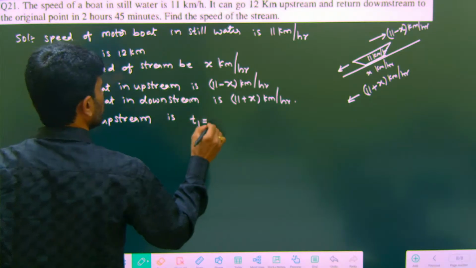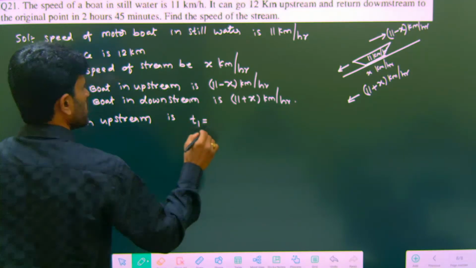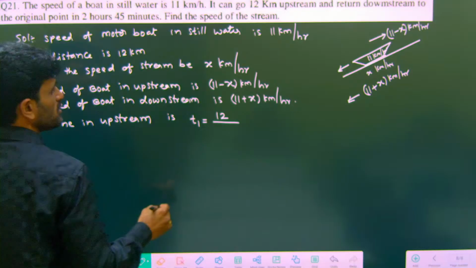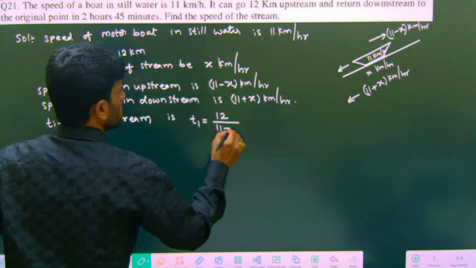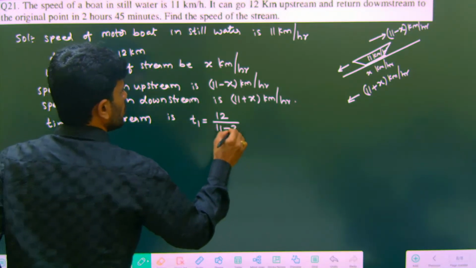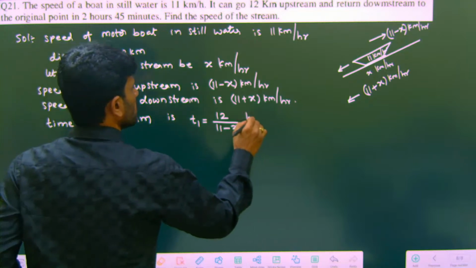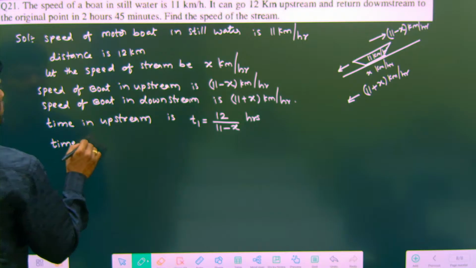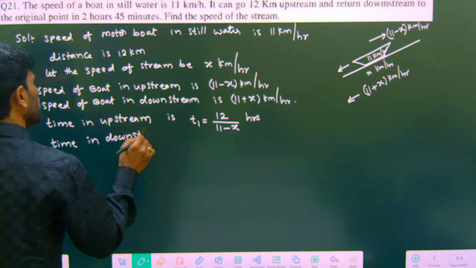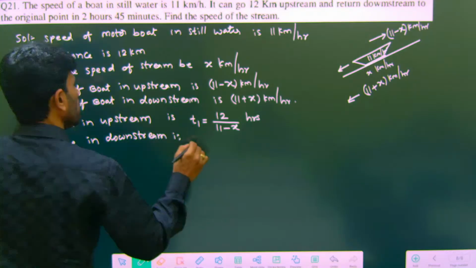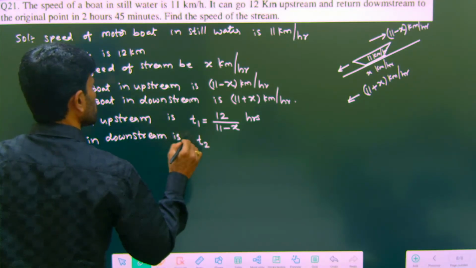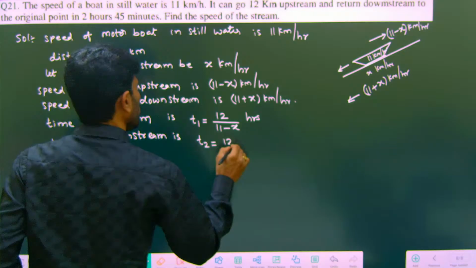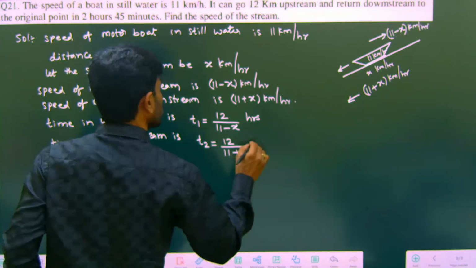T1 is equal to distance by speed. So distance is 12 kilometers. In upstream, speed is 11 minus x. So T1 is 12 by 11 minus x hours. Similarly, time in downstream we have to find. What is time in downstream? T2 is equal to 12 by 11 plus x hours.